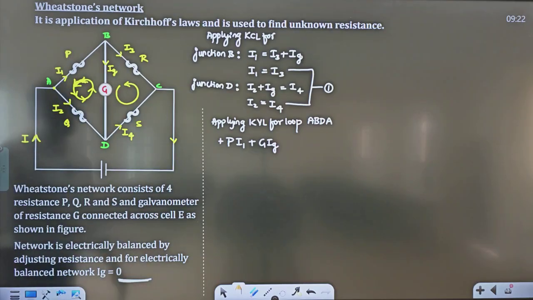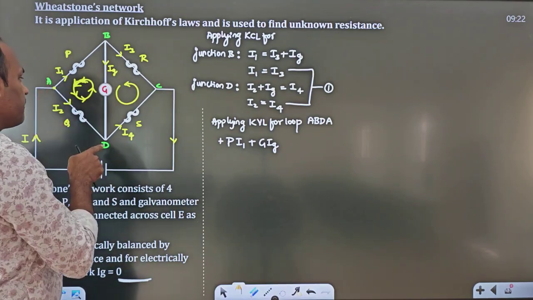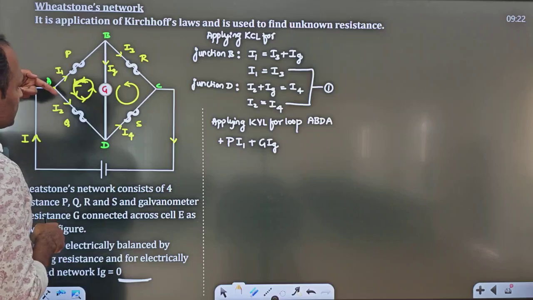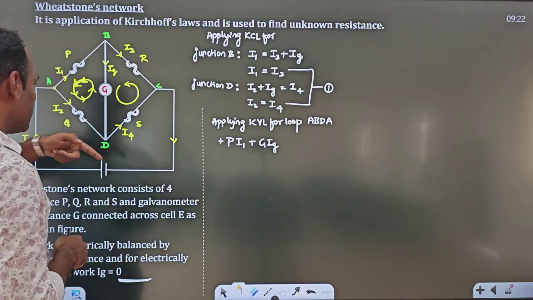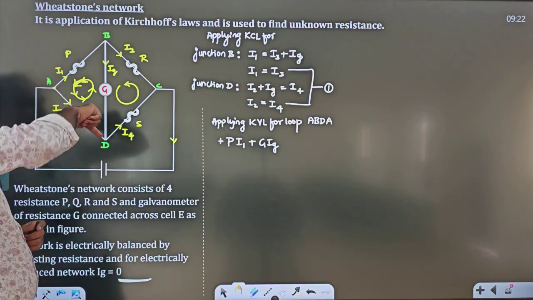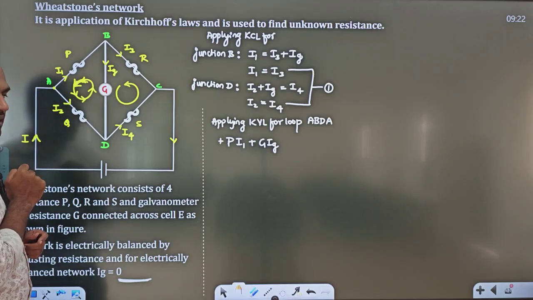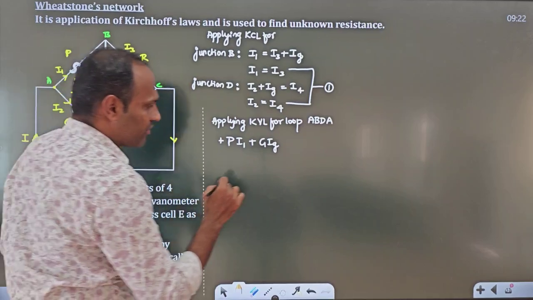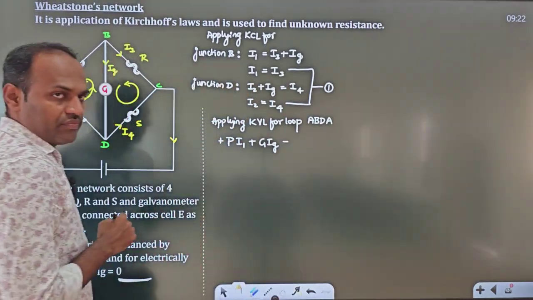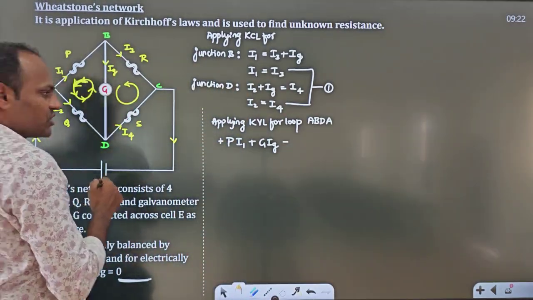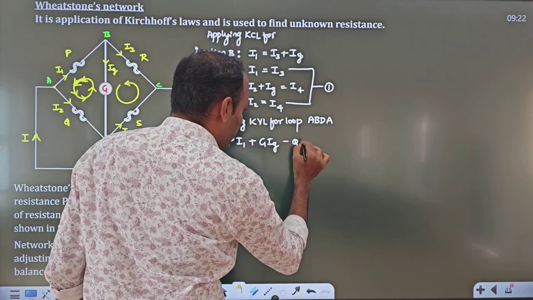Correct? Next, third branch, DA. The current in this branch is like this. The direction of I2 is in this direction. The direction we have taken is the same as the direction of I2. If the direction is the same, take it as minus. Current is I2, resistance is Q, so I will write it as QI2.